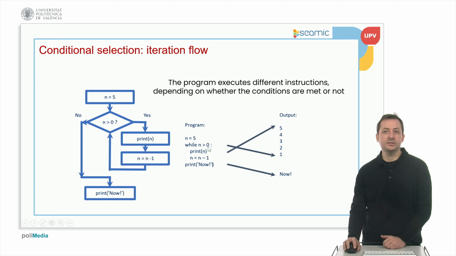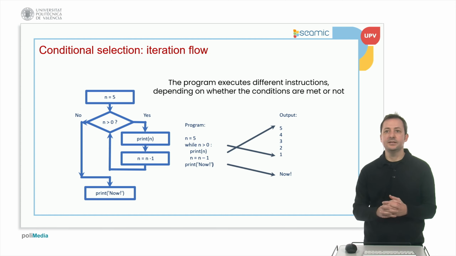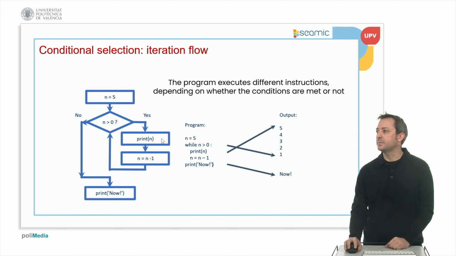While this condition, in this case n greater than 0, some actions are performed. These actions are inside the indented block of code of the while. What this means is that these instructions will be executed while this condition is true. It's very important to ensure that this condition at some point will be false and then the loop will end. Otherwise, we'll have an infinite loop and we have to prevent this execution.